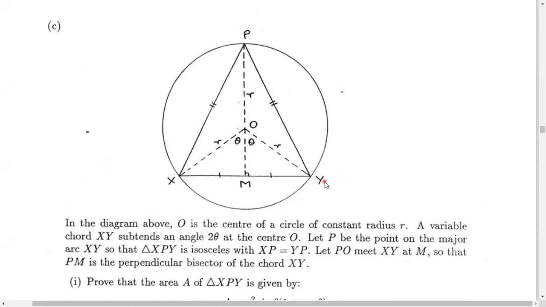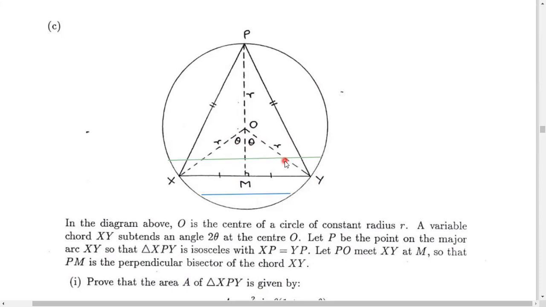Now, XY is a chord, but it's variable. What that means, of course, is that XY can move around. So XY could be there, or it could be longer, like there, or it could be shorter, like here. It could be anywhere. It could be moving around. But it subtends an angle of 2 theta at the center O. So that's theta and theta, due to circle geometry that they've already done for you. Its angle is bisected here.